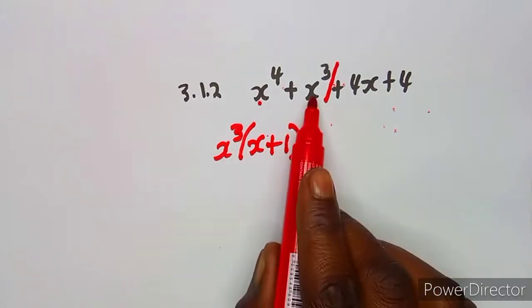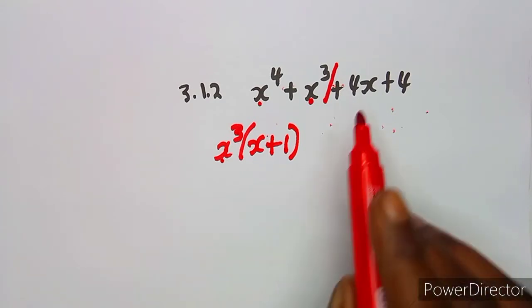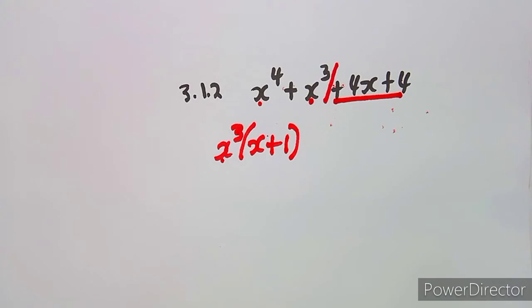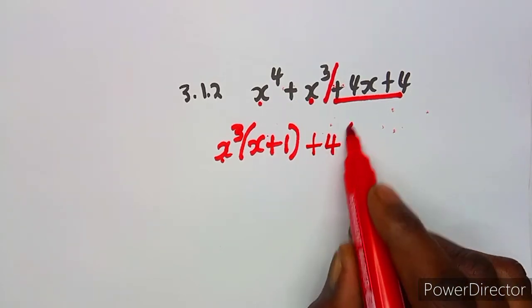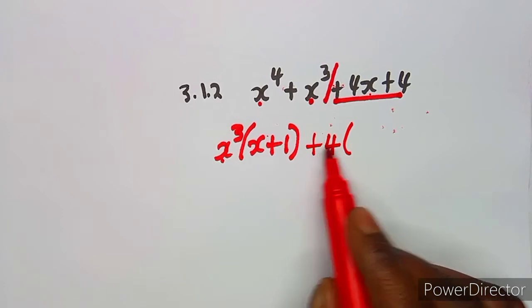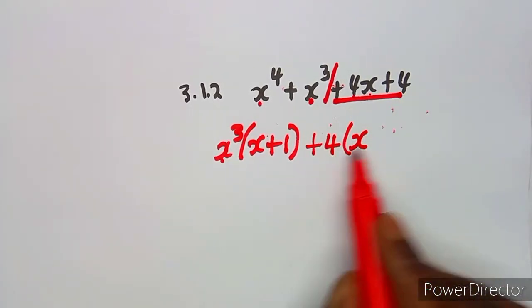Take note, what is common is what you factor out, the highest common factor. But we are left with 2 terms here. And what is common in these 2 terms? You can see that we have got 4, we have got 4, so you can factor out 4. The moment you factor out 4, you're going to be left with 4x divided by 4, that's x plus 4, and 4 will cancel. 4 divided by 4, that's 1.